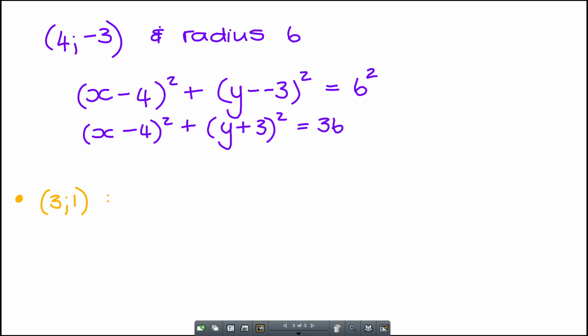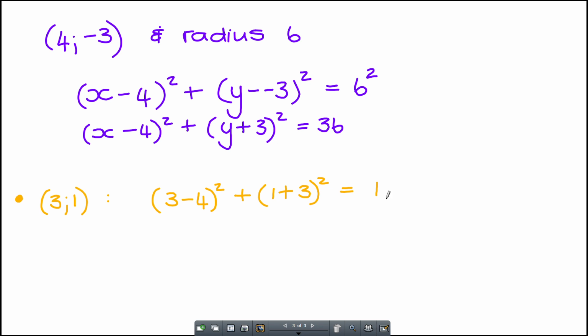Okay, so dan gaan ek sê, in plaas van x, gaan ek nou sê 3 minus 4 kwadraat plus, and instead of y, I'm going to say 1 plus 3 squared. Okay, and that's supposed to be 36. We're going to first work out: 3 minus 4 gave me minus 1, squared. So minus 1 squared would give me a positive 1.